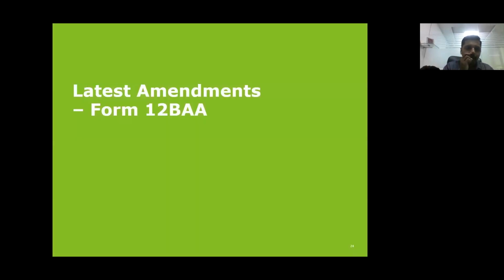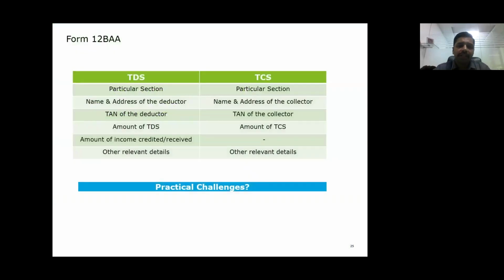So as I already mentioned, there are latest amendments with respect to Form 12B-AA. So what is the objective of 12B-AA? See, 12B-AA was introduced in the Finance Act 2024, that is the Second Finance Act 2024, and the whole objective is to ensure that the employee is not out of pocket, or he is not facing a cash flow issue only because he has TDS or TCS on other income.